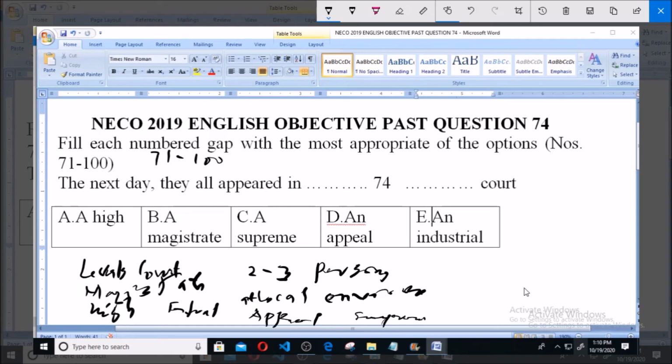So the next day they all appeared in magistrate court. So option B is correct. So the next day they all appear in magistrate court. So option B is correct.